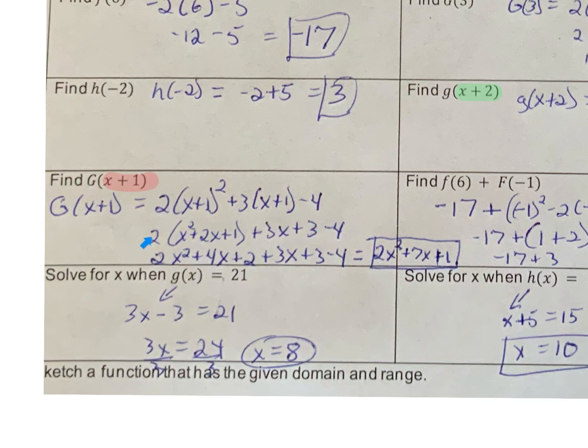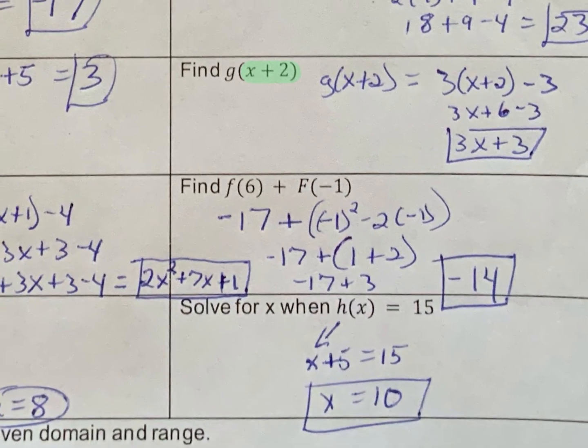And then distribute this 2 to all 3 of these terms inside this parentheses. And you get 2x squared plus 4x plus 2. And then the rest of it plus 3x plus 3 minus 4. Combine all of that, and your new expression is 2x squared plus 7x plus 1. That's your new polynomial. All right.